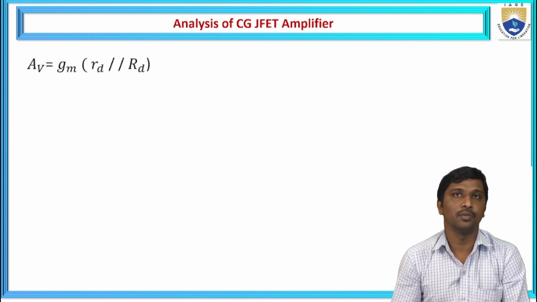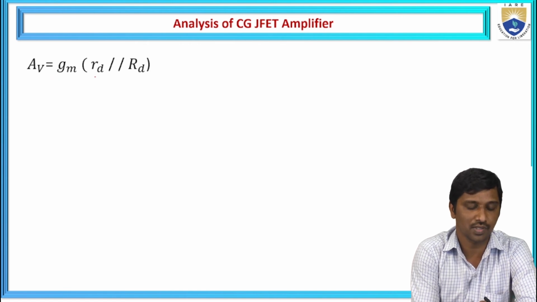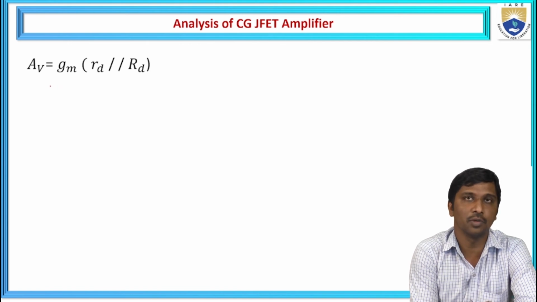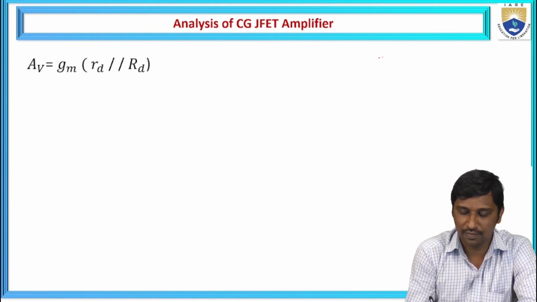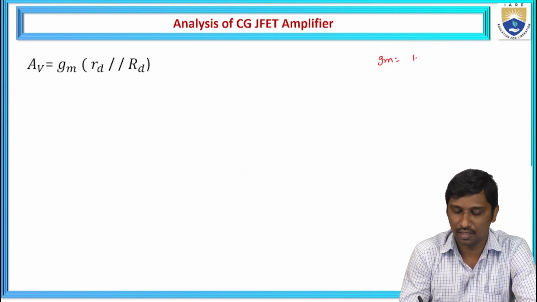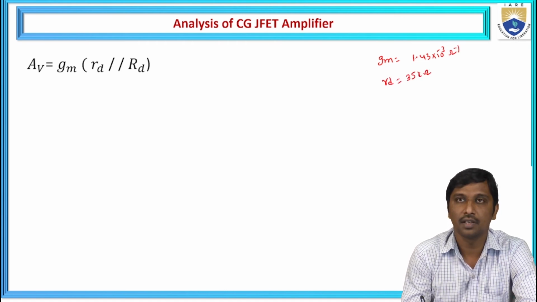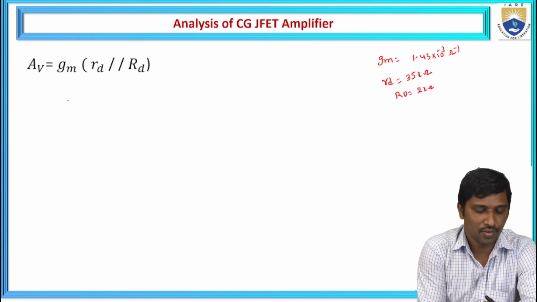Let us consider the voltage gain. So what is the voltage gain? AV is equal to gm times RD, what we observed just now. So the voltage gain is represented as gm times small rd in parallel with capital RD. They gave that gm is equal to 1.43 into 10 to the power of minus 3 ohm inverse, small rd is 35 kilo ohms, and capital RD is 2 kilo ohms. Now I'm going to calculate this.